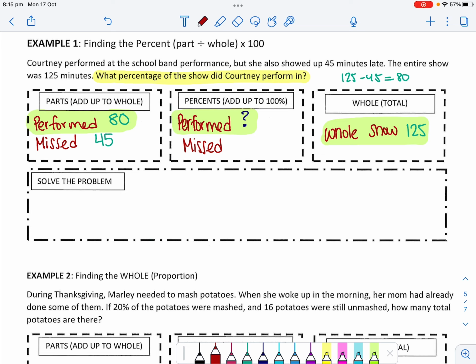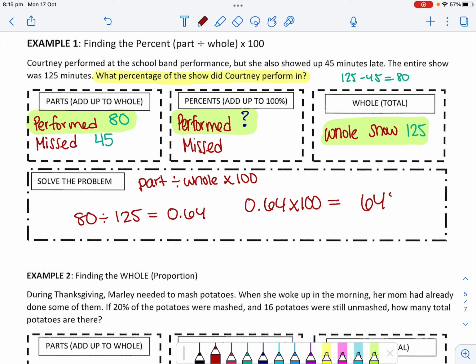So now I'm going to solve the problem. I'm trying to find a percent, so I'm going to do part divided by whole times 100. So I'm going to do 80 divided by 125, not 45. When I do 80 divided by 125, I get 0.64. And then I'm going to do 0.64 times 100 and I get 64%. And remember, because I'm finding a percent, I have to give a percent sign with my answer. This is finding the percent in a word problem. So the question asked me to find the percent of something.